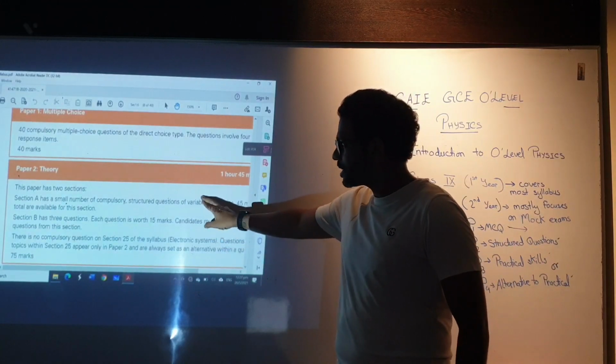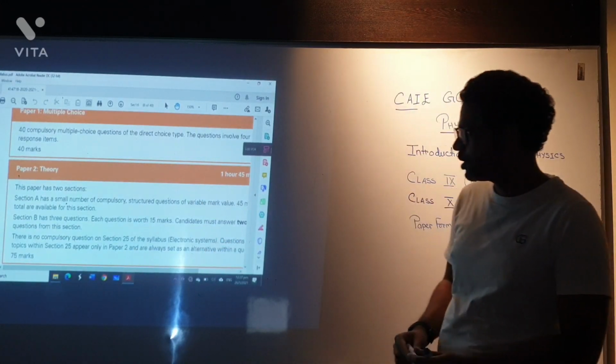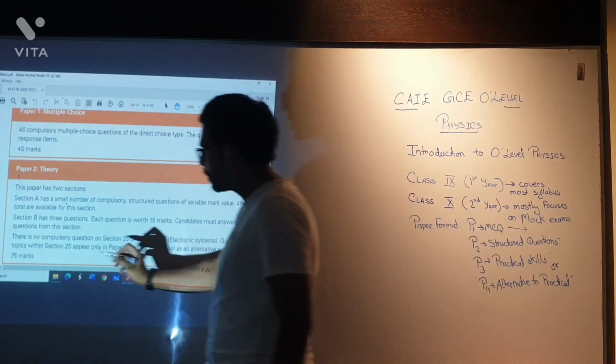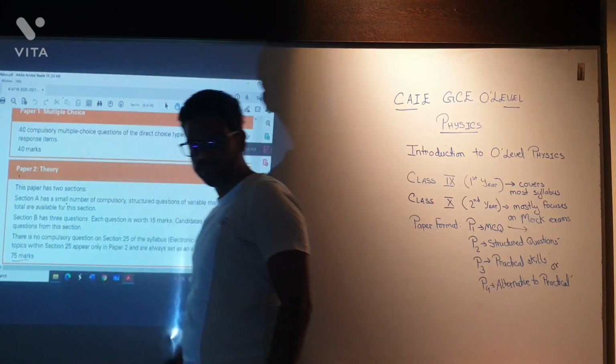Paper 2 has 2 sections. So how do we consider paper 2? Let's first go for the total marks. Paper 2 has a total mark of 75. Alright?